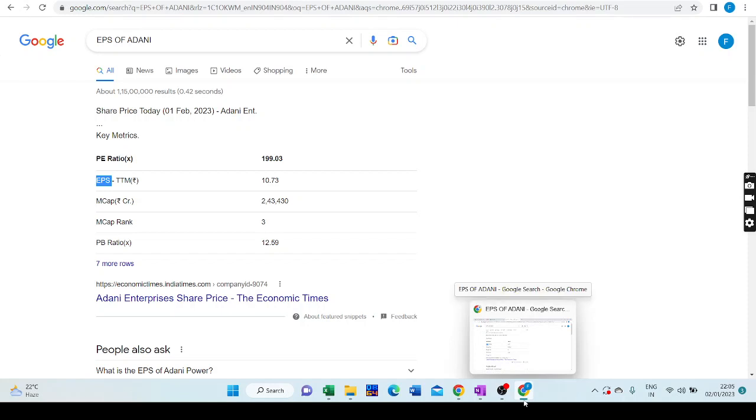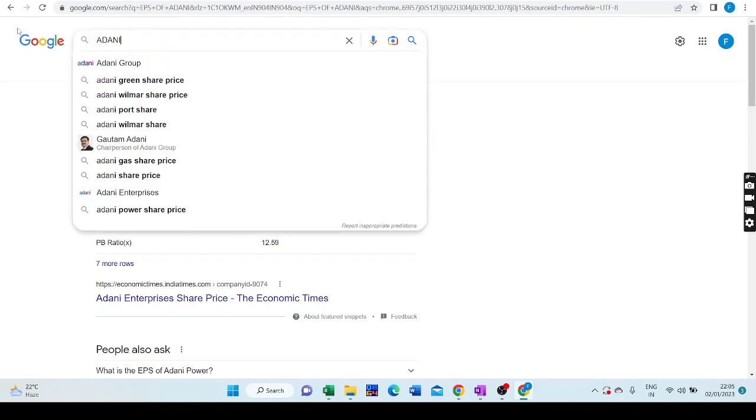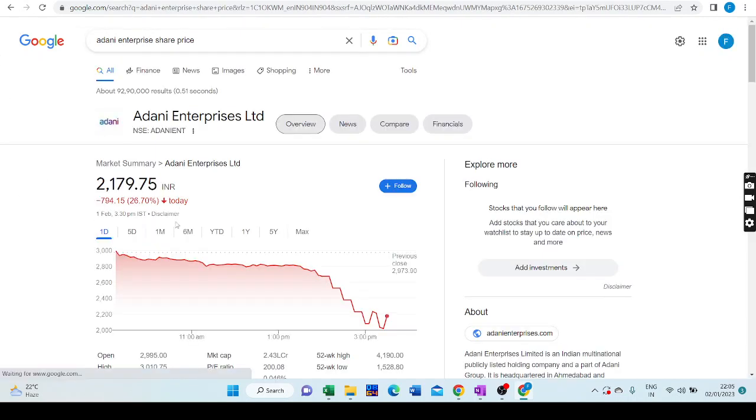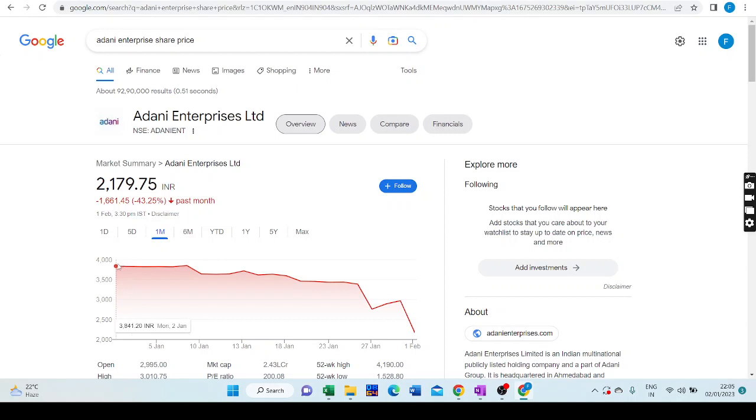Before the Hindenburg report, the price of Adani was around 3,800. Let us see, 1 month. As you can see, the price was around 3,841. Now calculate the PE ratio of Adani. 3,841 divided by 10.73. How much is it?